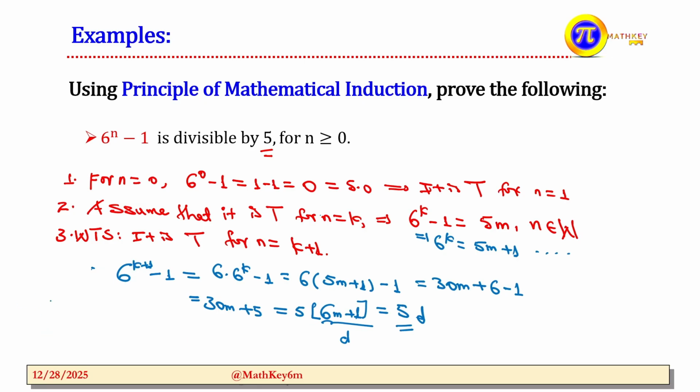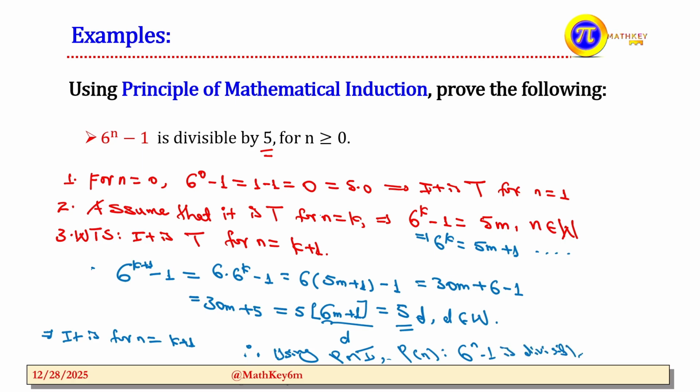What is the result? This shows that it is true for n equals k plus 1. In general, we can generalize this: if it is true for n equals k, then it is true for n equals k plus 1. Therefore, using principle of mathematical induction, P of n says that 6 to the power of n minus 1 is divisible by 5 for n greater than or equal to 0.